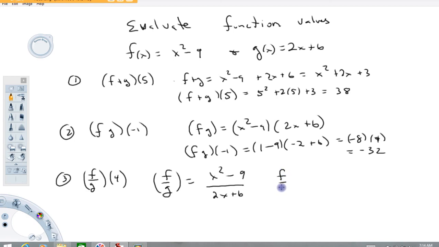So f over g of 4, now we'll just put 4 into this function. That's going to be 4 squared, which is 16, minus 9, over, in the bottom, 2 times 4 is 8 plus 6. The top is 16 minus 9, 7. 8 plus 6 is 14. And we can simplify a little further: 1/2.